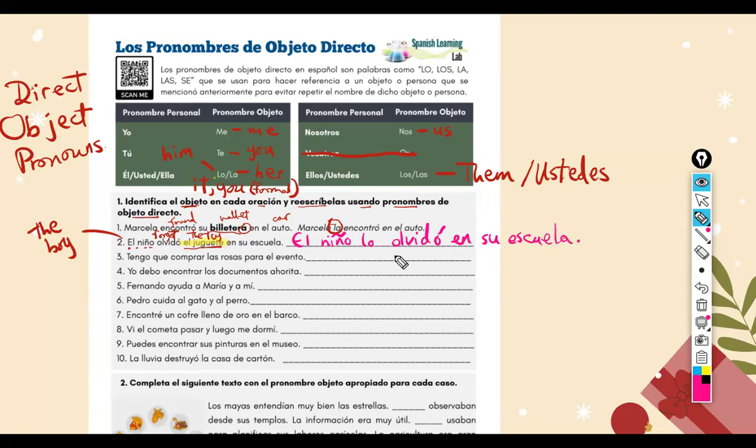Now let's also note a rule here, which is that object pronouns are placed before the verb. And there are, of course, exceptions to that. But the general rule is object pronouns are placed before the verb.